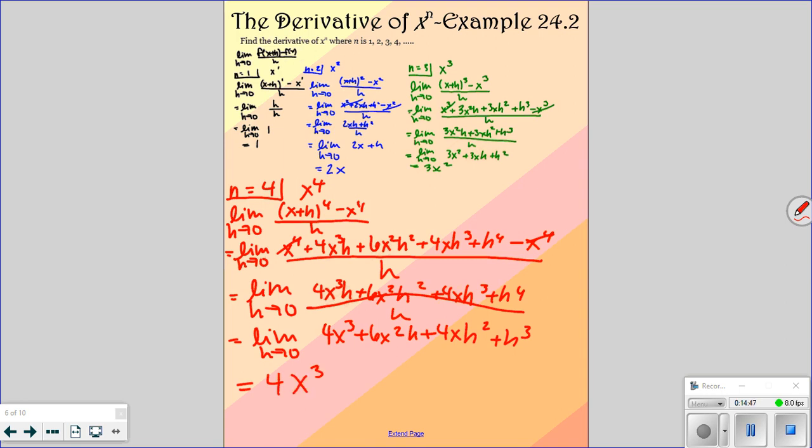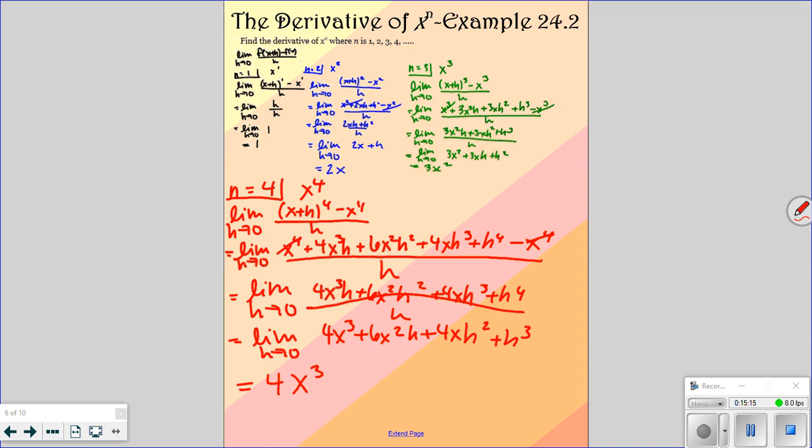So does anyone see the pattern that is emerging? On this first one, we ended up with just a 1. On this one, the 2 came to the front, and there's no exponent now, it's just a 1. On this one, the 3 came to the front, and instead of it being a 3, it's now a 2. It was reduced by 1. So on this one, the 4 came to the front, and instead of it being a 4, it's a 3.